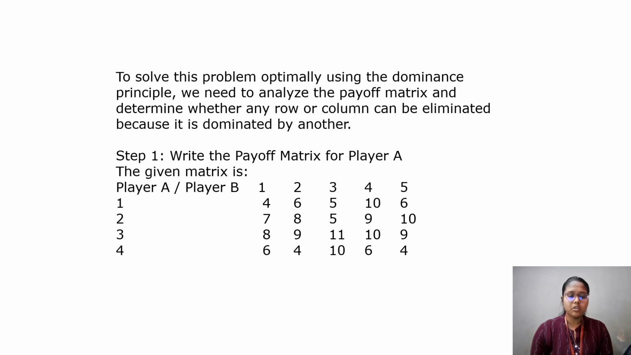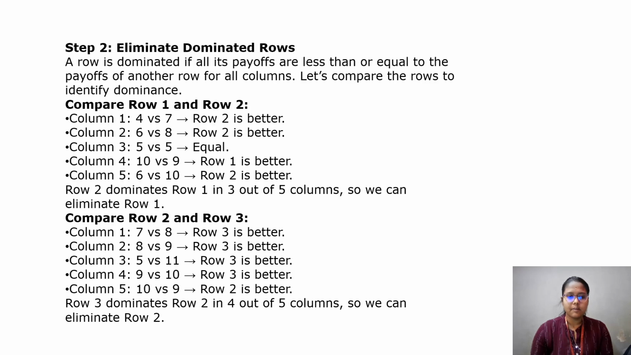So the first step is to write the payoff matrix for player A. The given matrix is player A, player B. And the second step is to eliminate the dominated rows. A row is dominated if all its payoffs are less than or equal to the payoffs of the other rows or columns. Let's compare the rows to identify the dominance. So we have to compare all the rows and all the columns. Then we can eliminate the dominated rows.